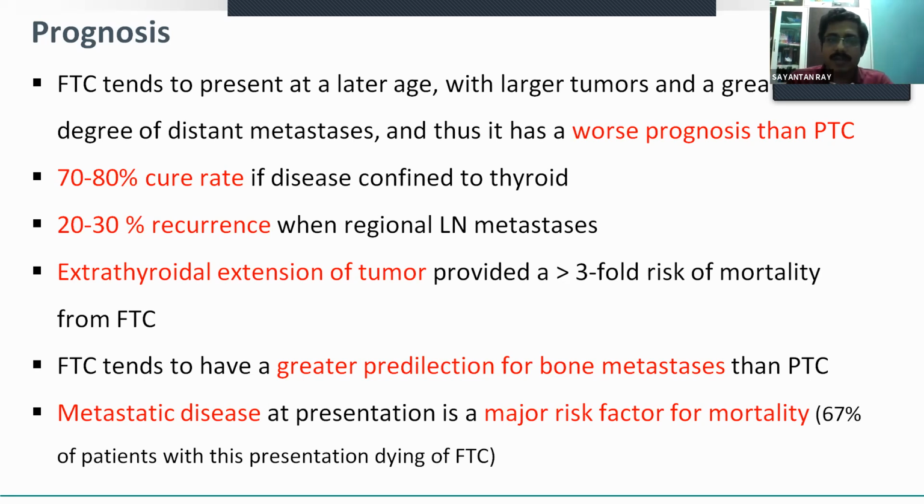There is a 20 to 30% chance of recurrence when there is regional lymph node metastasis. Extrathyroidal extension usually carries over threefold risk of mortality from follicular thyroid cancers. And as already mentioned, FTC tends to have a greater predilection for bone metastasis than PTC. If metastatic disease is found at presentation, it's a major risk factor for mortality, and up to 70% of patients with this presentation could die from follicular thyroid cancers.